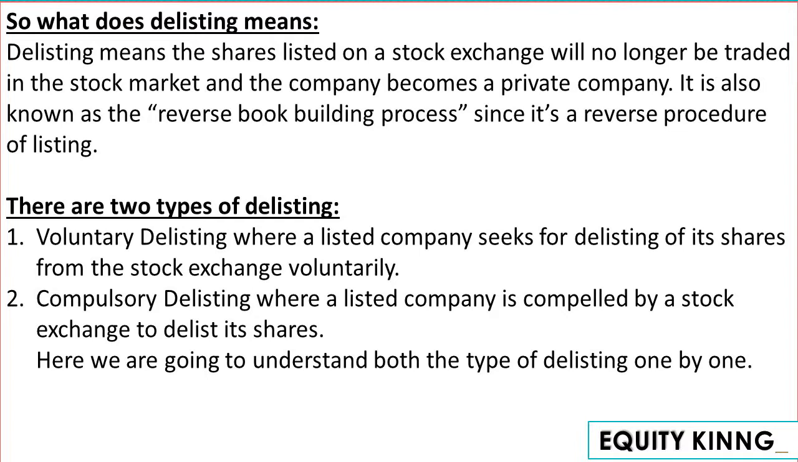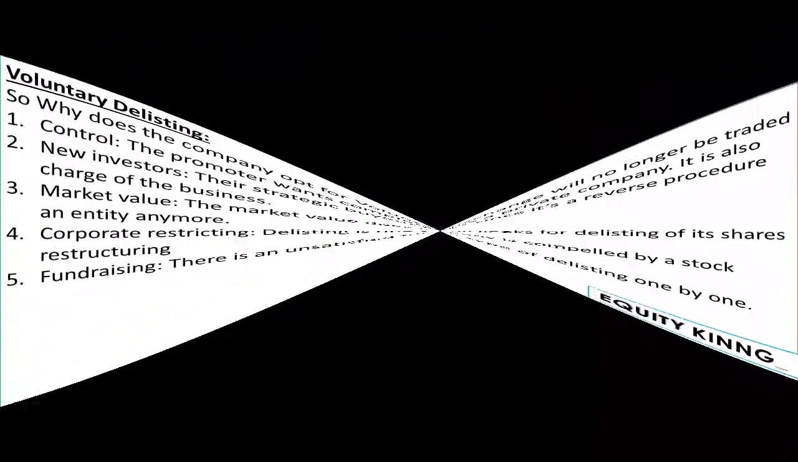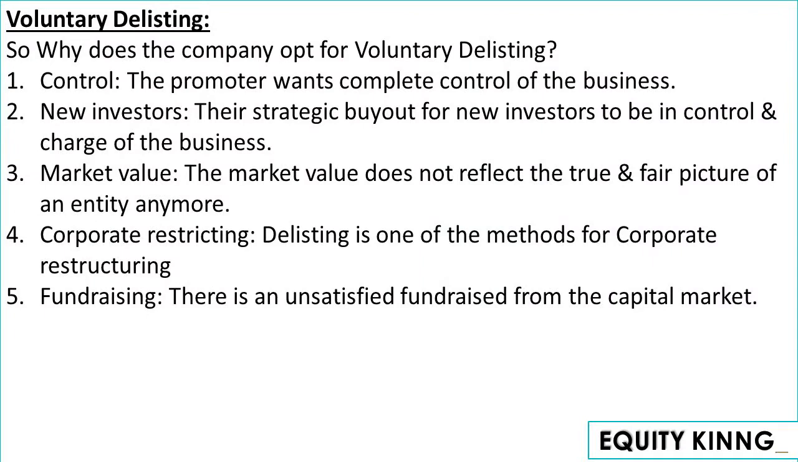There are two types of delisting. One, voluntary delisting, where a listed company seeks delisting of its shares from the stock exchange voluntarily. Two, compulsory delisting, where a listed company is compelled by a stock exchange to delist its shares. Here we are going to understand both types of delisting one by one. First, voluntary delisting. So why does the company opt for voluntary delisting?